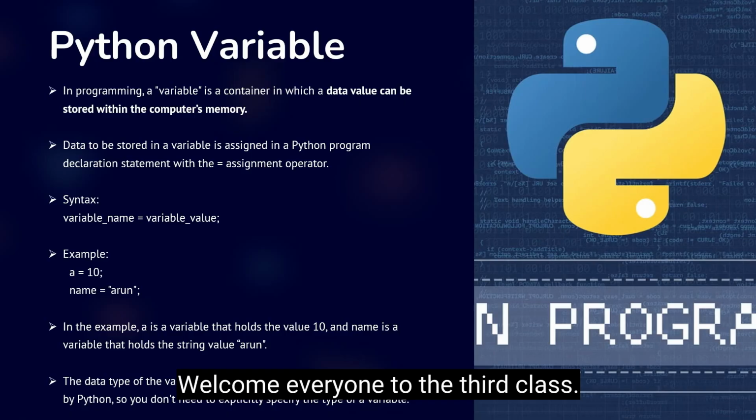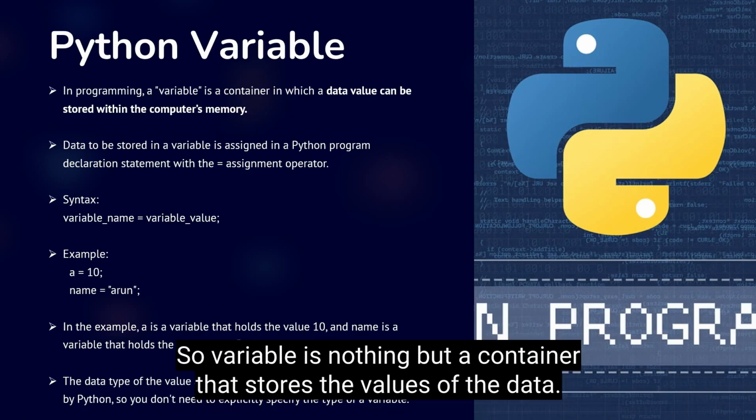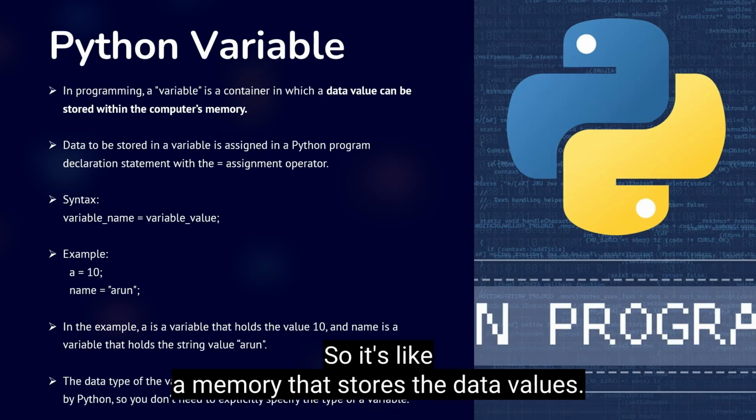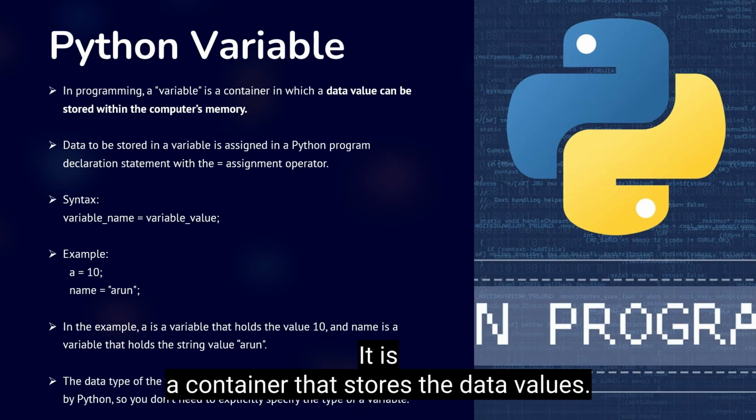Welcome everyone to the third class. In today's class, we are going to discuss variables in Python. So a variable is nothing but a container that stores the values of the data. It's like a memory that stores the data values. So that's the meaning of variable. It is a container that stores the data values.